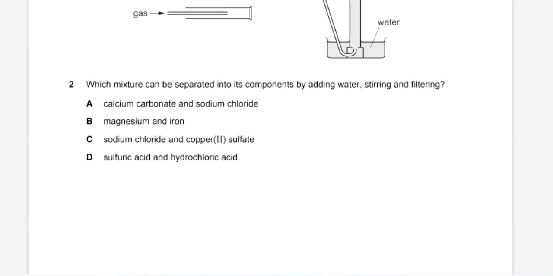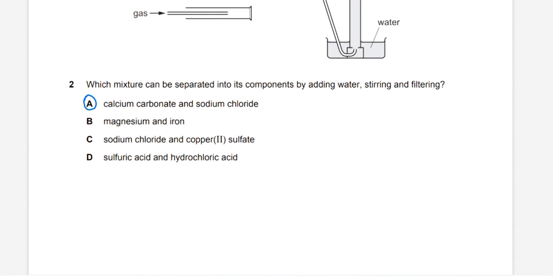Which mixture can be separated into its components by adding water, stirring and filtering? When we add water, out of the two components, one should be soluble and one insoluble, so that we may stir and filter. The soluble one becomes aqueous solution and goes down as filtrate, and the insoluble remains as residue. Calcium carbonate is insoluble and sodium chloride is soluble, so it is possible. This is the answer, because this will not dissolve and this will dissolve; its aqueous solution will be the filtrate and this will be the residue.